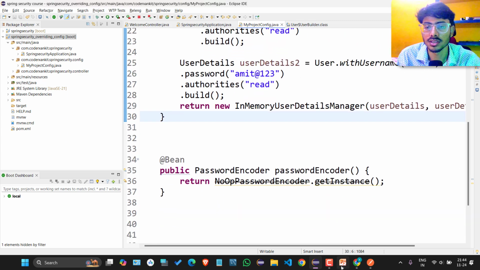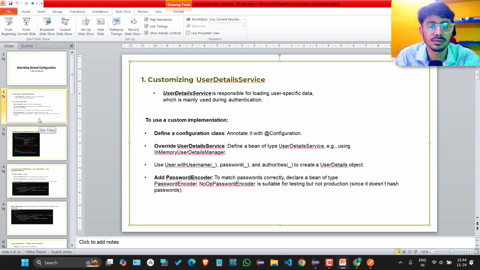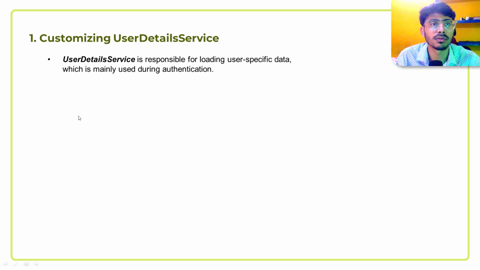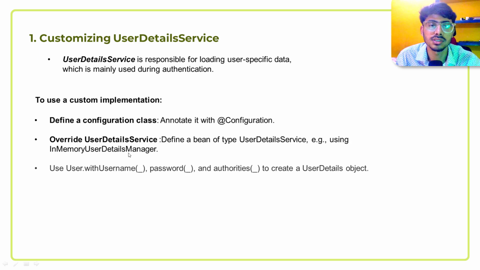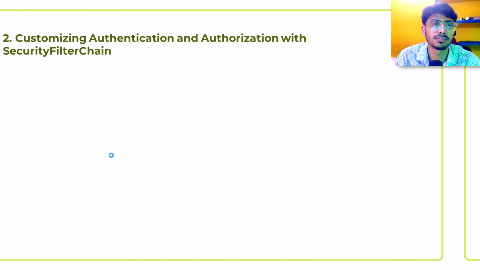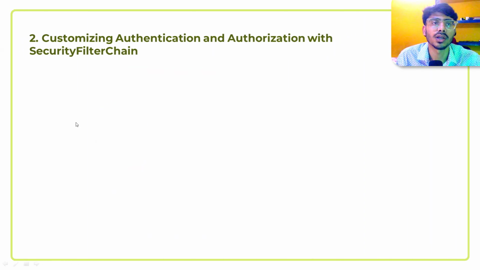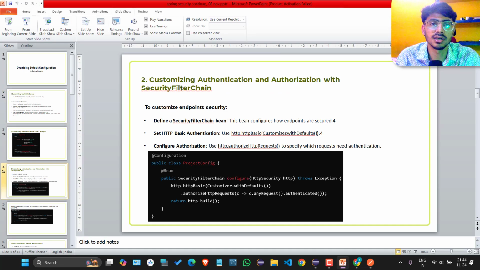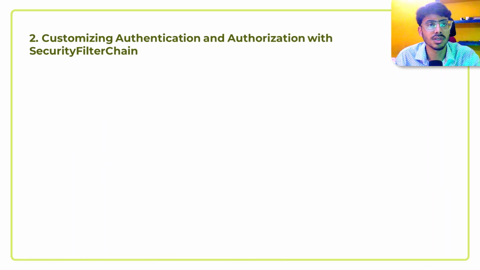So in this video I think it's fine. We have covered how we can customize the user details service and password encoder. In the next video we will discuss customizing authentication and authorization with security filter chain. So in this video I think this is enough, and in the next lecture we will discuss this one.